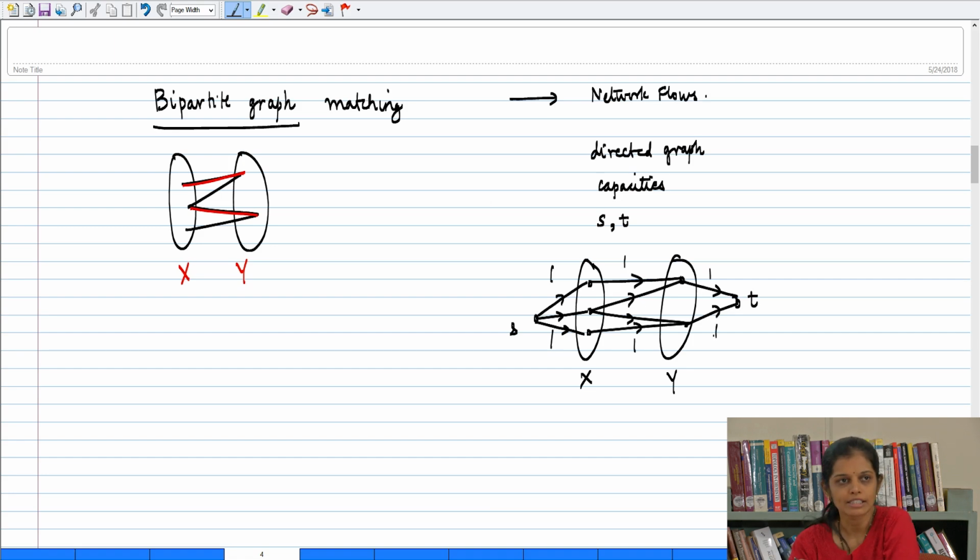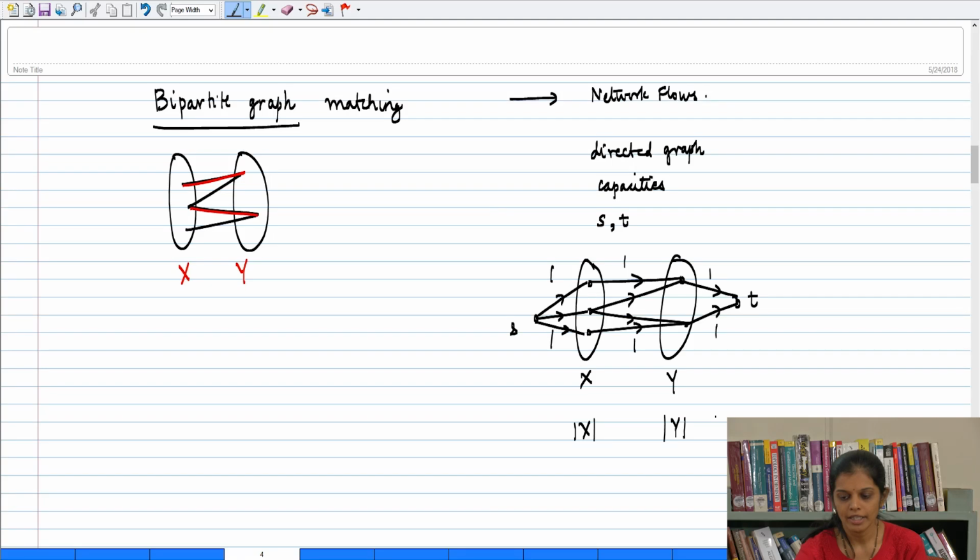So let us first ask, what can be the value of the max flow in such a network? Maybe you can even tell what the value of the max flow is, but I will make it slightly more general. So you have a bipartite graph with cardinality of x number of vertices and cardinality of y number of vertices. Can you say that the max flow value in such a network that you have constructed is at most this number?